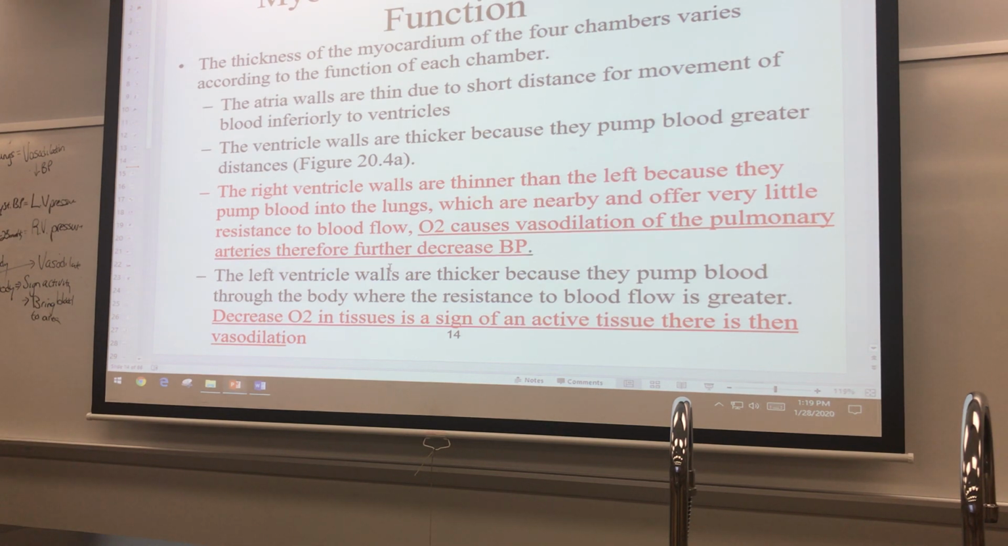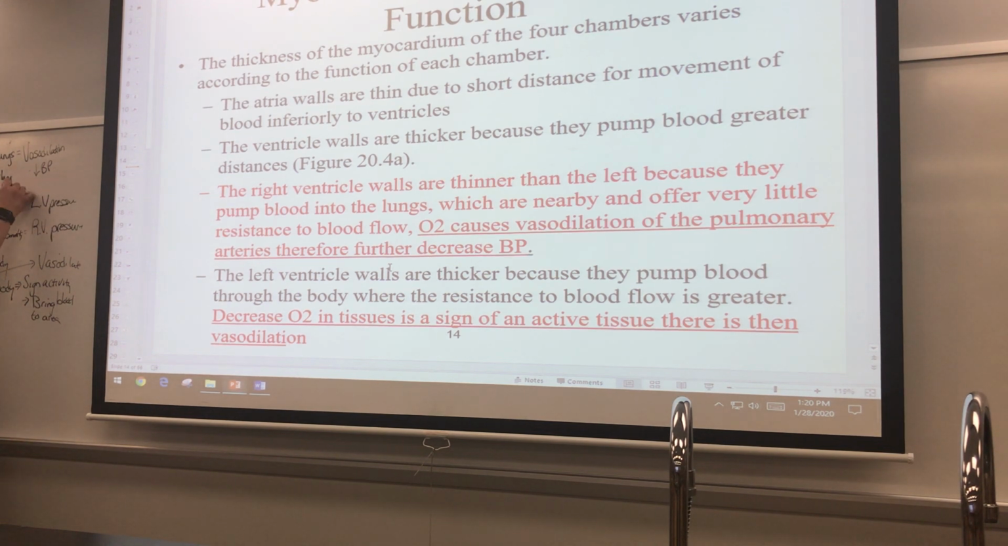There's a difference between what happens when there's low oxygen in the lungs and when there's low oxygen in the body. Low oxygen in the lungs is a bad thing. That means you usually have some kind of disease, pneumonia on one side of the lungs, or you might have a collapsed lung on one side. Would you want to bring blood to that area where there's no oxygen? No. So low oxygen in the lungs, you actually constrict the blood vessels. Low oxygen in the body, you dilate.